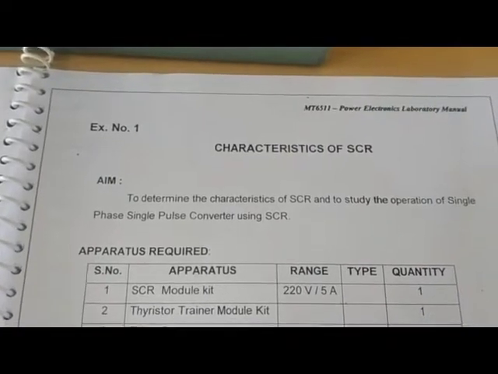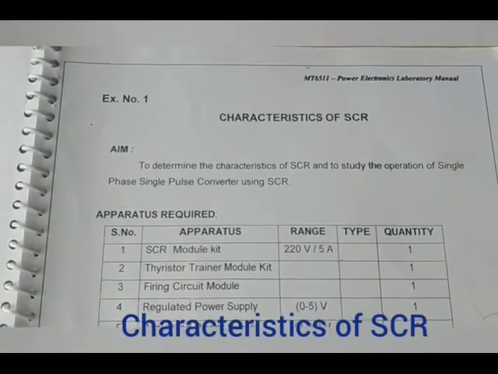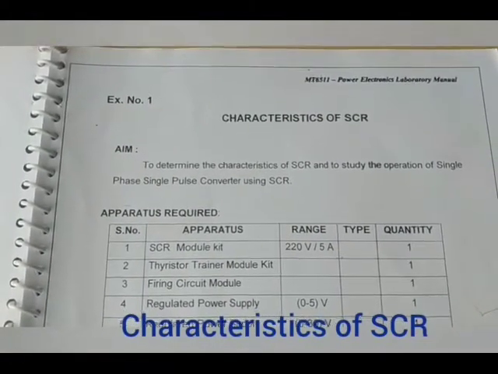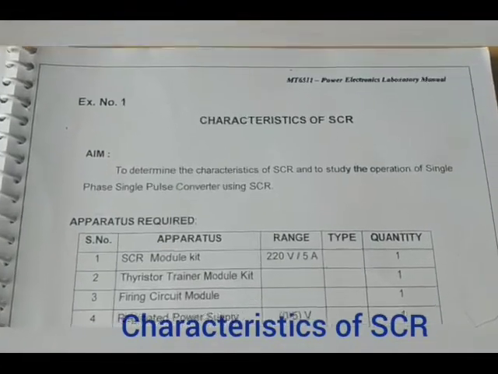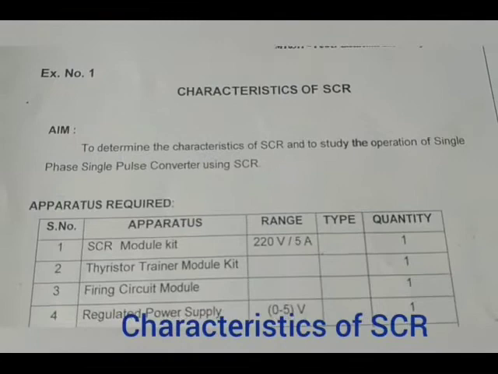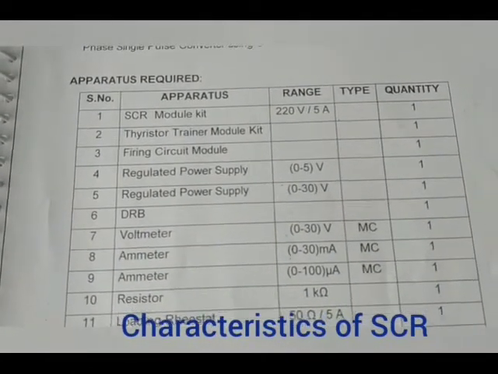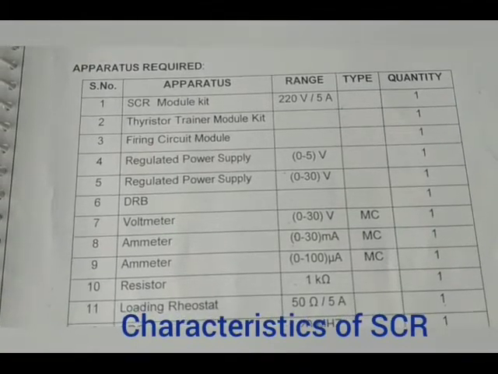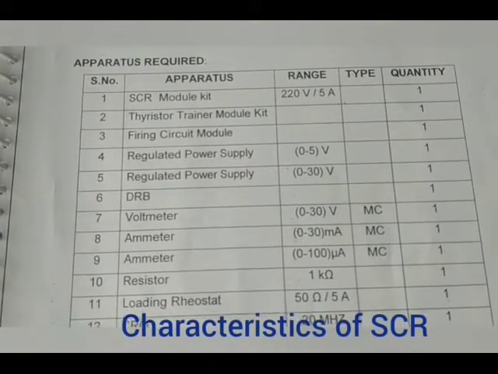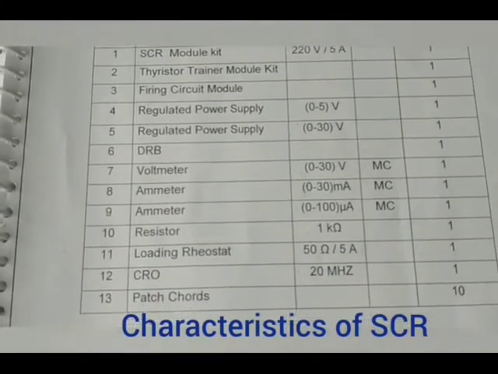Today we are going to see the characteristics of SCR. The aim is to determine the characteristics of SCR and to study the operation of a single phase single pulse converter using SCR. The apparatus required are SCR modeler kit, voltmeter 0 to 30 volt MC, ammeter 0 to 30 milliamps MC, and patch cords.